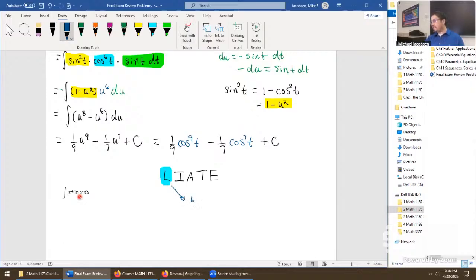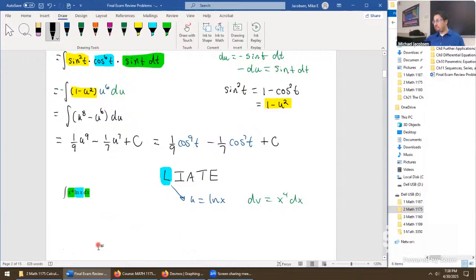U should be the natural log x, and everything else should be dv on this one. So dv is x power 4 dx, and this gets the table started. You might not do it as a table, so if you have a different process for doing this and it works for you, that's totally fine.